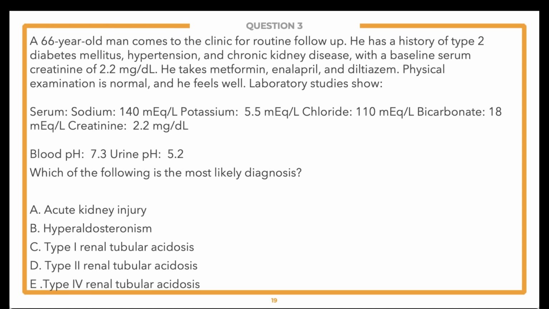E, type 4 renal tubular acidosis, or RTA. D, type 2 RTA. C, type 1 RTA. B, hyperaldosteronism. And A, acute kidney injury. So once again, we're going to open up the poll and give all of you a few moments to lock in your answer. Okay, everyone, let's go ahead and launch the poll. Once you see it show up on your screen, select the answer choice which you think is the most likely diagnosis.